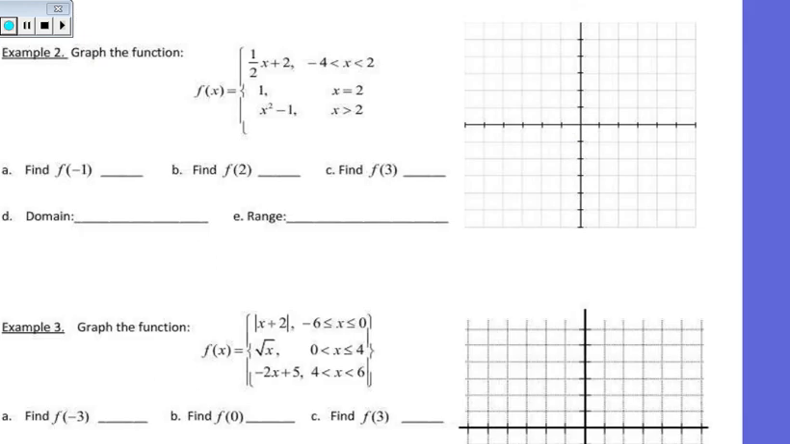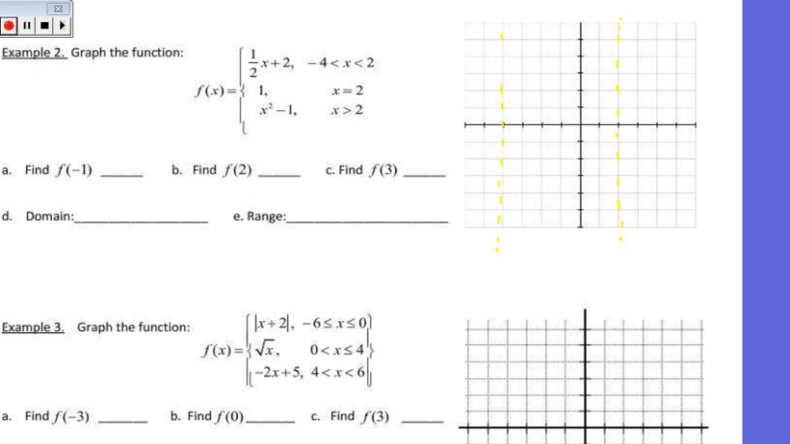So again, I have some things happening. Between -4 and 2, we have the function happening here. At 2, it's going to equal 1, and then at x where we're greater than 2. So I'm looking at 1, 2, 3, 4. At -4, something's happening. Something's also happening at 2.